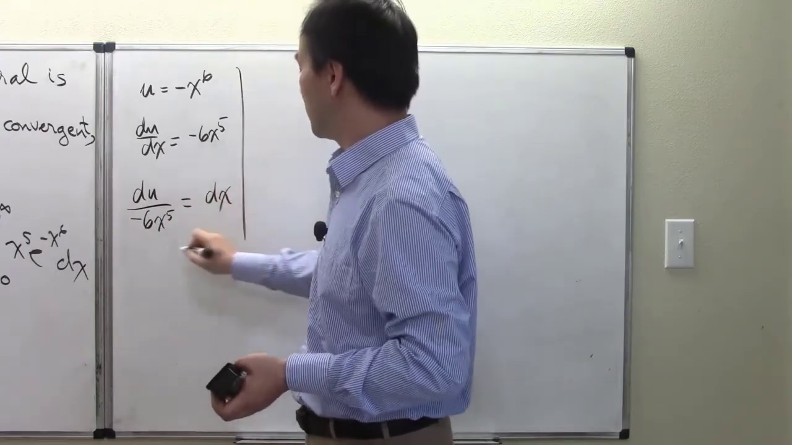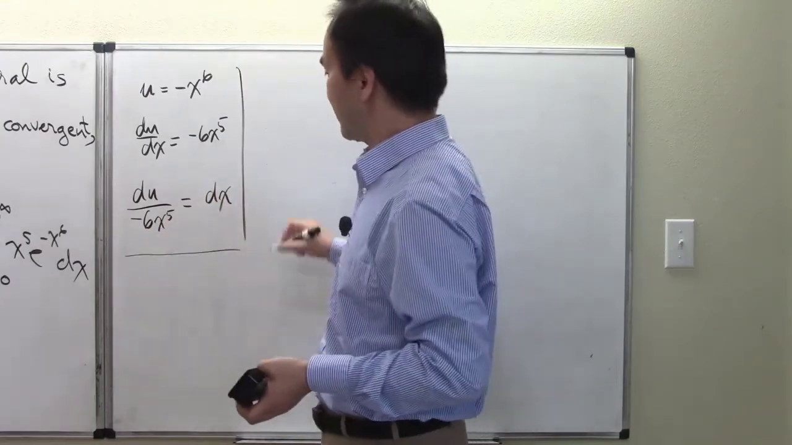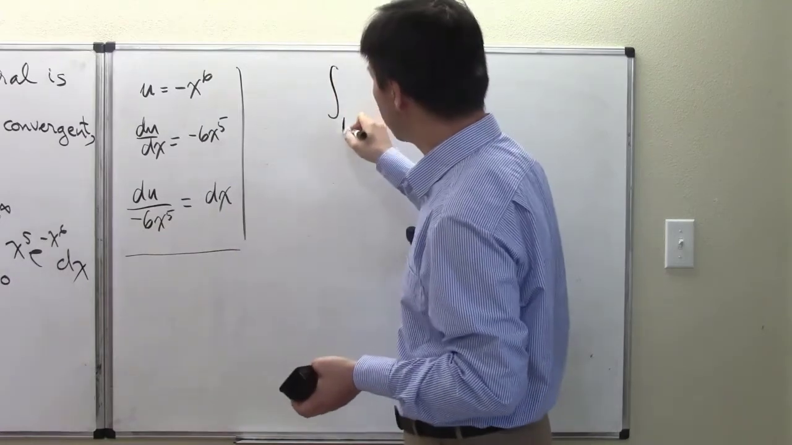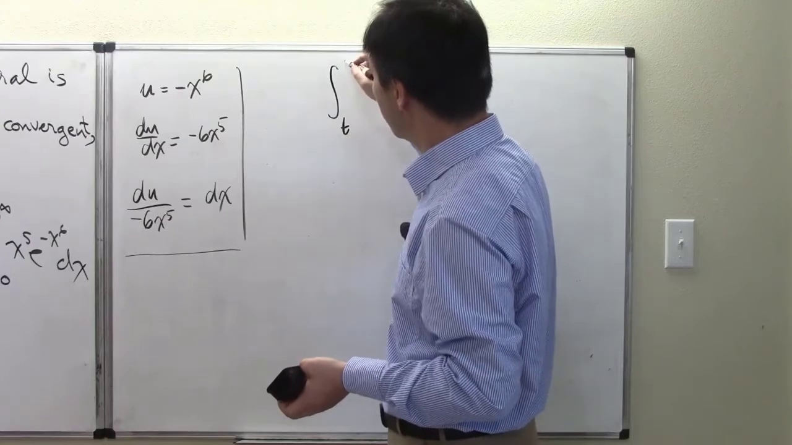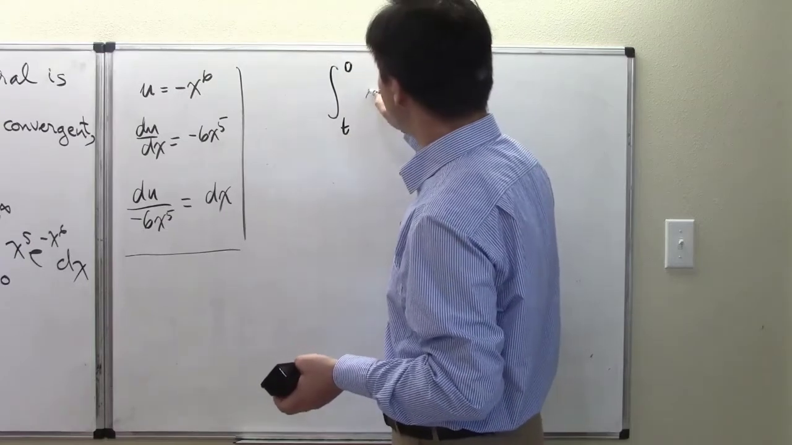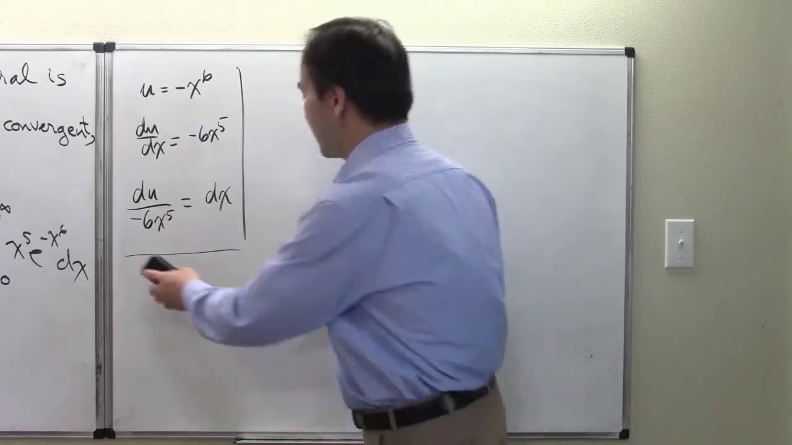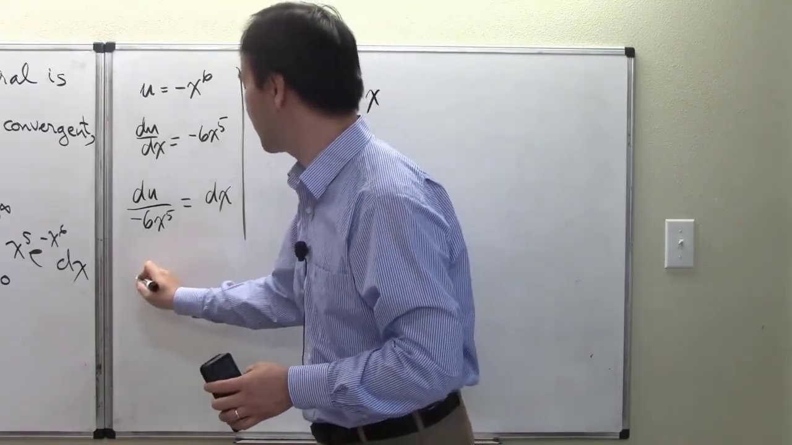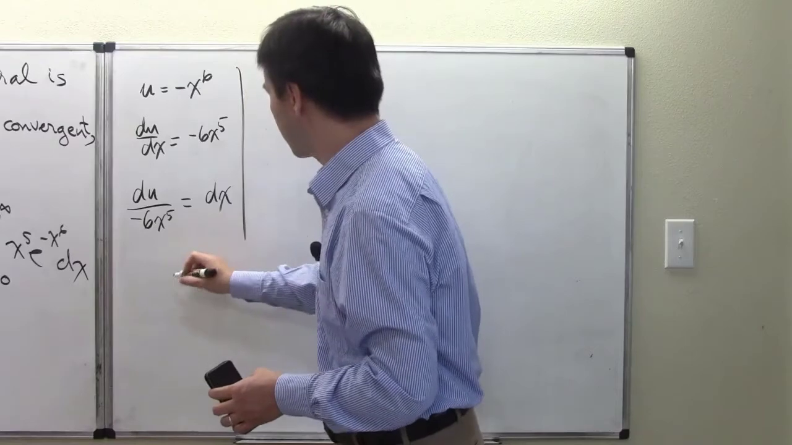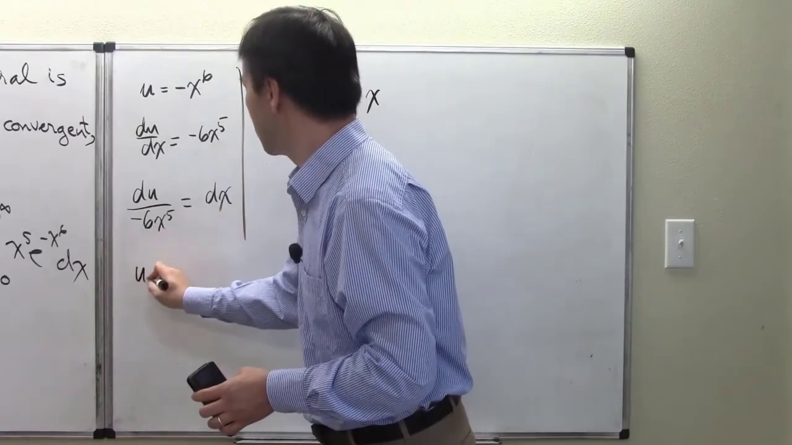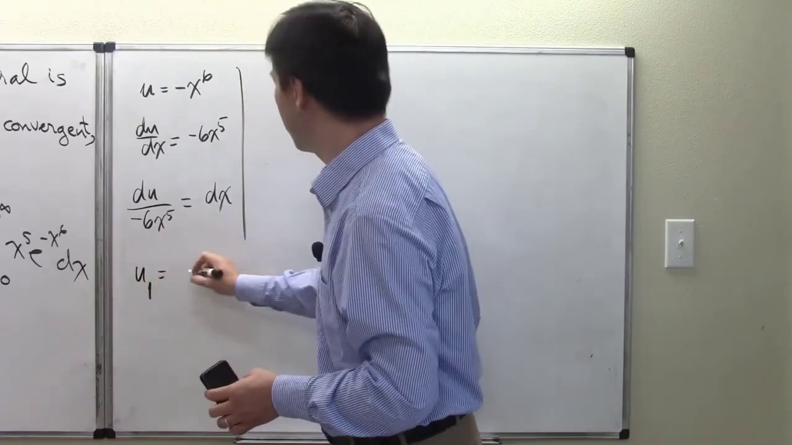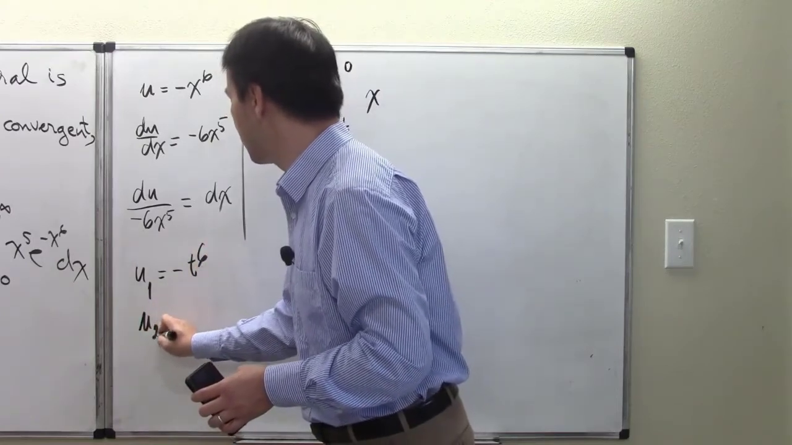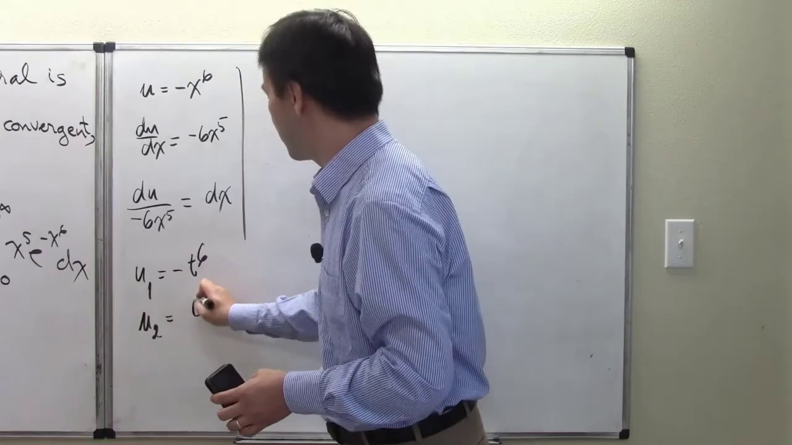Now with this separated out, let me copy down our current integral from the other board: t to 0, and then x to the fifth. I forgot one more line right here. When x equals t, the lower u is going to be minus t to the sixth, and the upper u is going to be 0.